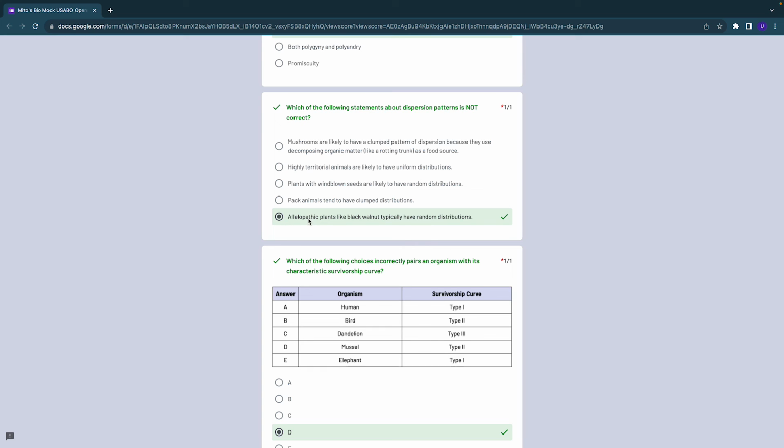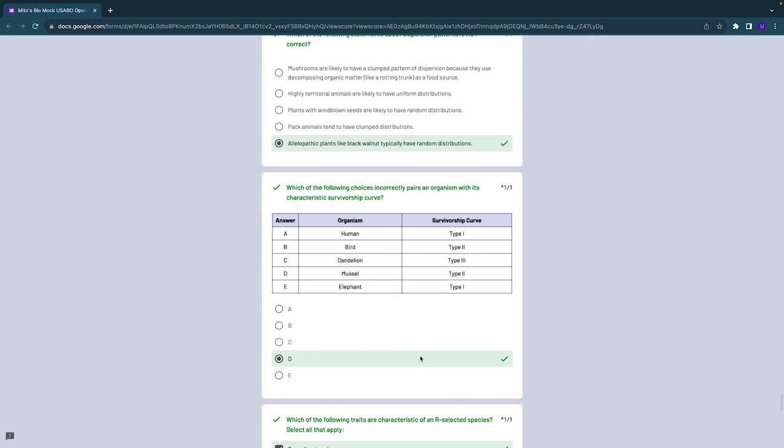Allelopathy is basically when these plants secrete something that makes it hard for other plants to grow in the area. And that's going to result in more of a uniform distribution. Like no other black walnut trees are going to be able to grow in that immediate circle around a black walnut tree where it's preventing other plants from growing there.